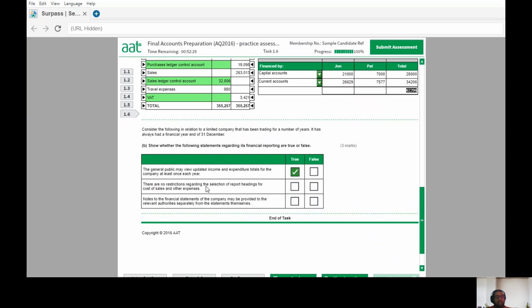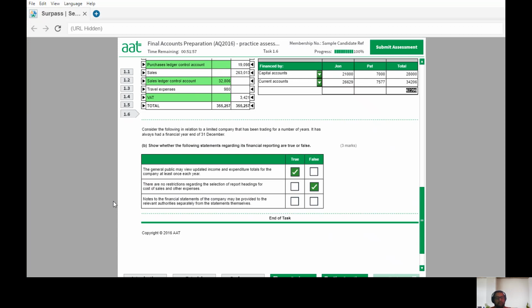There are no restrictions regarding the selection of reported headings for the cost of sales and other expenses. That is not true. When they say there is no restriction, because it's a limited company, they need to make sure you categorize all of those according to accepted headings. They can't just simply put everything there. If they say no restriction, that is not true, because there are certain restrictions. So the answer is going to be false for that one.